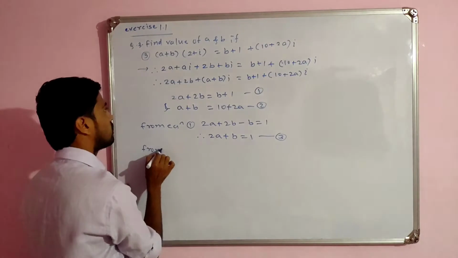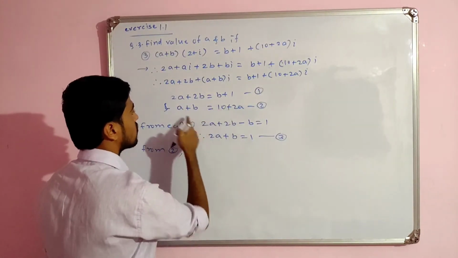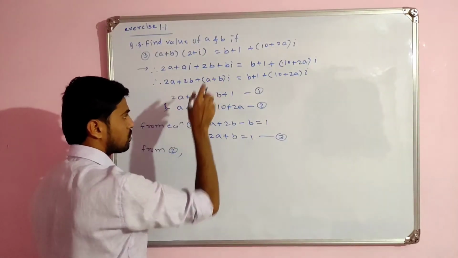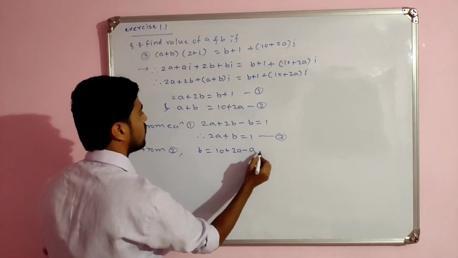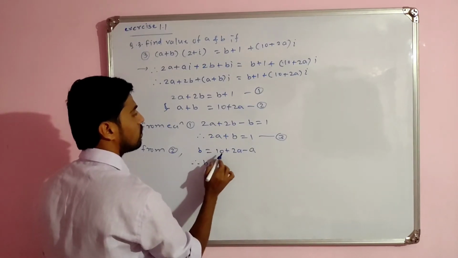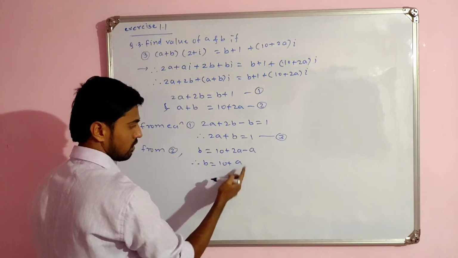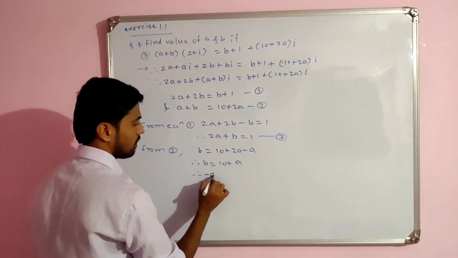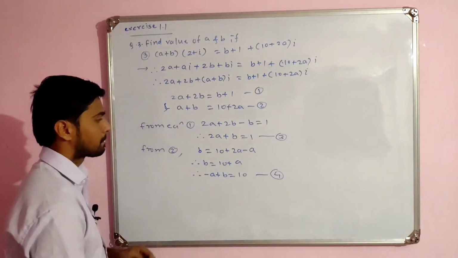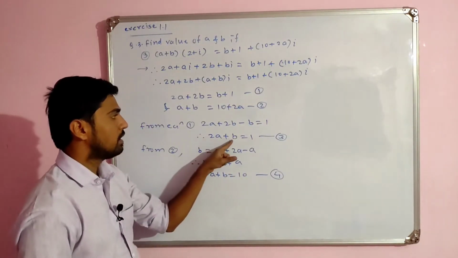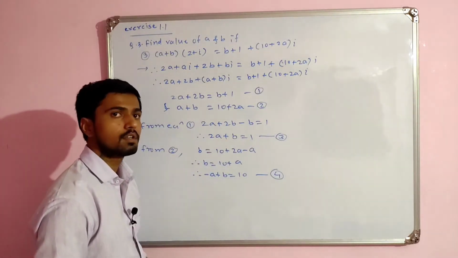And from equation number 2, a plus b is equal to 10 plus twice a. So a is here and transposed to RHS, so b is equal to 10 plus twice a minus a, which is a. And suppose we transpose this to the LHS, minus a plus b is equal to 10. This is equation number 4. So twice a plus b is equal to 1, this is equation number 3, and minus a plus b is equal to 10, this is equation number 4.